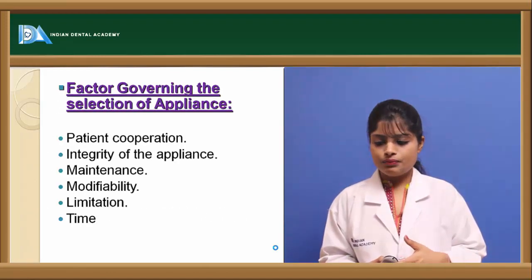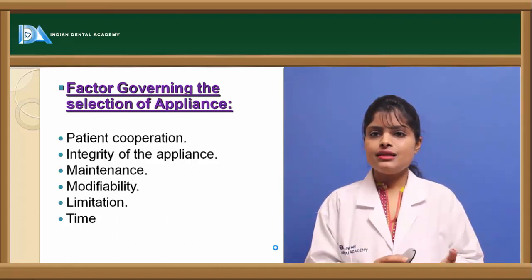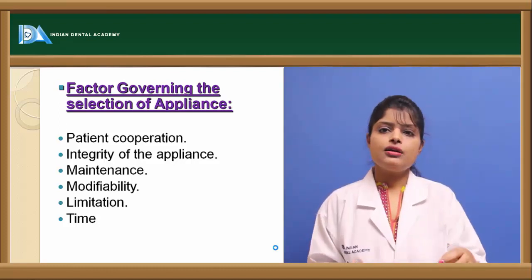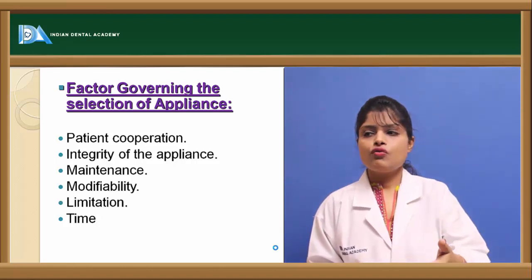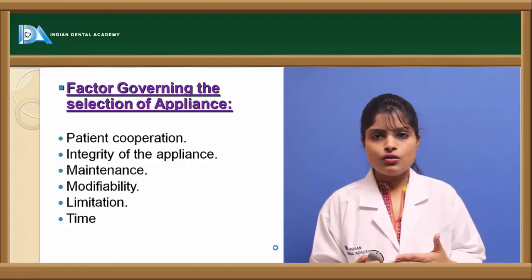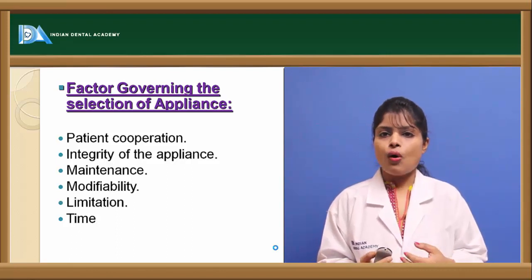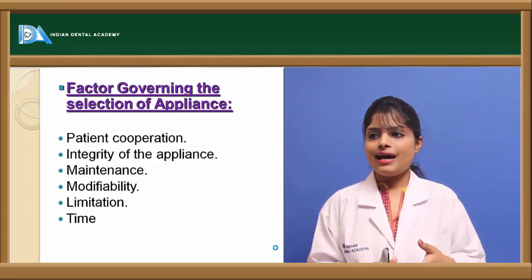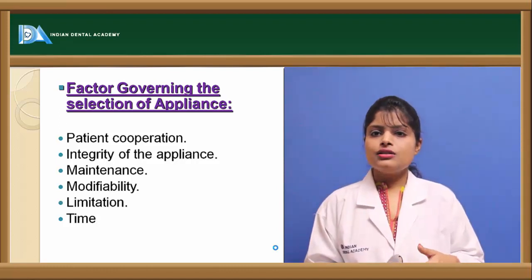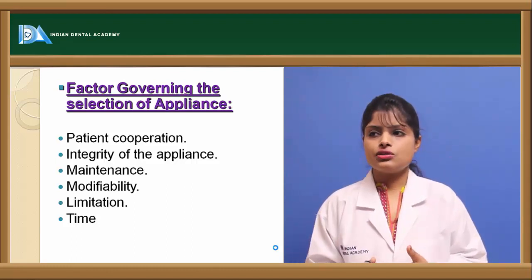Now, let us see what are the factors which are required for selecting a space maintainer. That is, how can we select that this particular space maintainer should be used for this patient? There are certain factors which are considered for the same, which can be enumerated as patient cooperation, integrity of the appliance, then maintenance of the appliance, modifiability, the time limit and other limitations. Now let us go into the details of each.